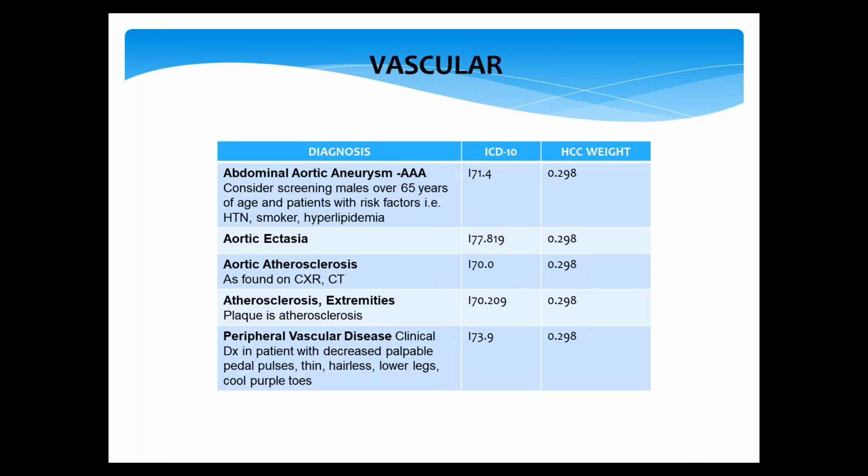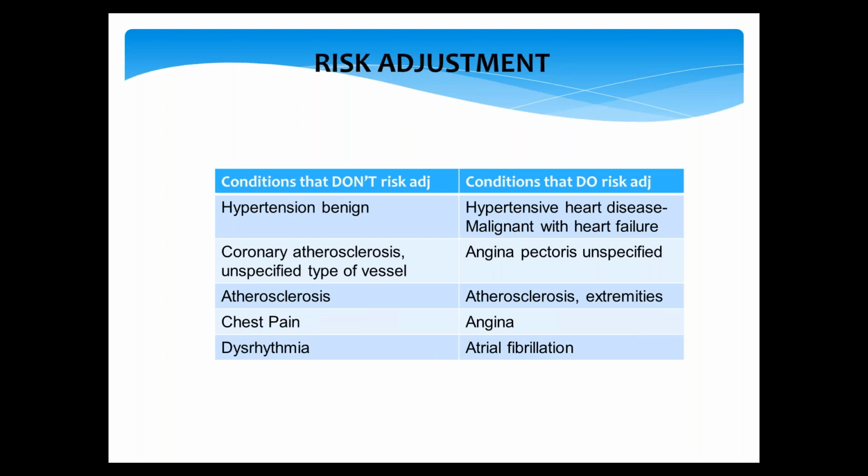Vascular, this is one that's overlooked a lot. Aneurysm, definitely get credit for, but aortic atherosclerosis, you get the same credit as whether you have the aneurysm or not. And same thing with atherosclerosis of the extremities. You don't get credit for atherosclerosis of the heart unless, again, you're having angina or some other complication. And peripheral vascular disease, the same.